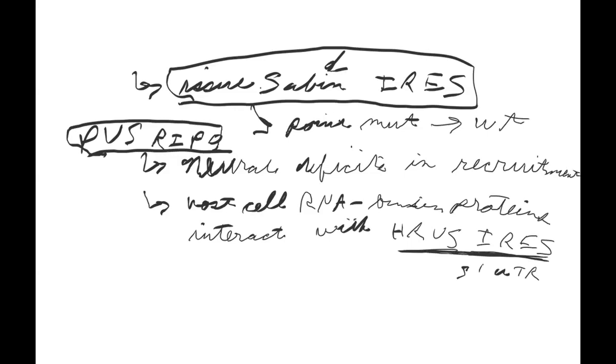So in the host cell, the RNA binding proteins interact with this region. And when the binding proteins interact, then it prevents this from being transcribed. Now, this is normal. This is the normal host cell.